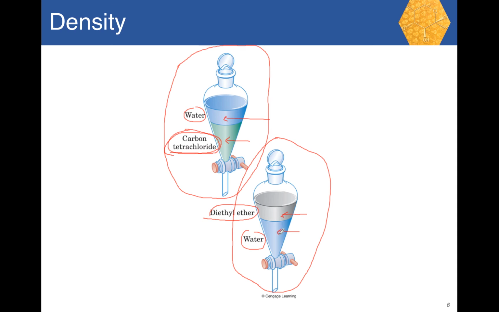If I were to ask you, out of water and diethyl ether, which is more dense? Which has a density that is greater? Again, the concept here is that the more dense liquid will be at the bottom. So in this case, water is more dense than diethyl ether. This is true again if you mix water and oil. Oil will go to the top, which implies that oil is less dense than water.